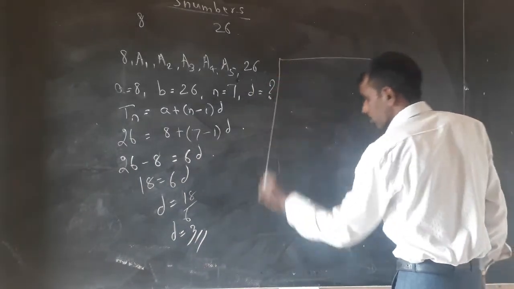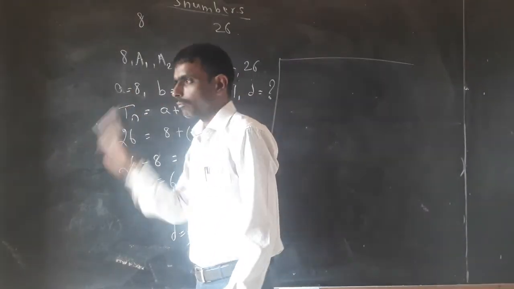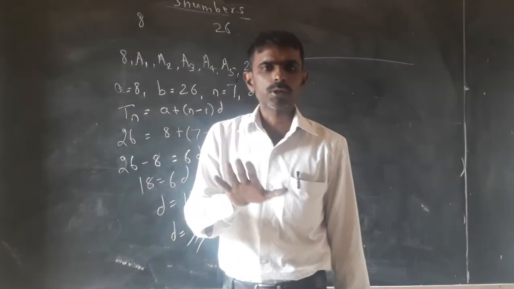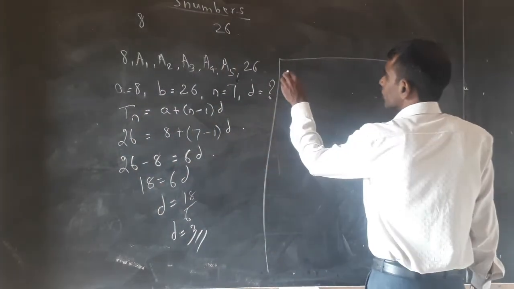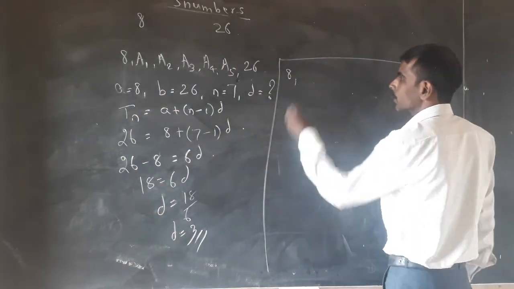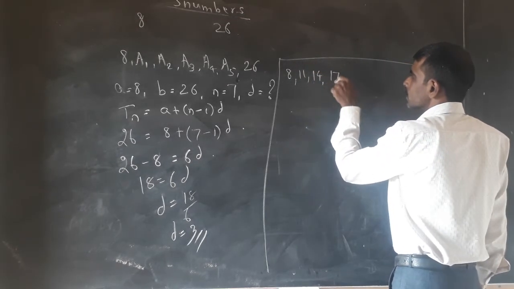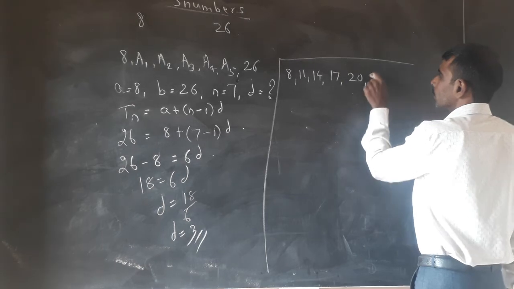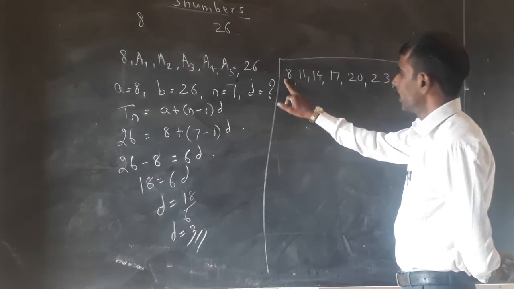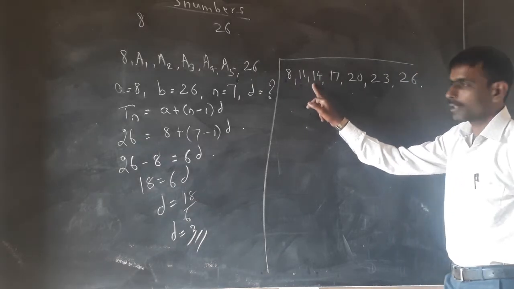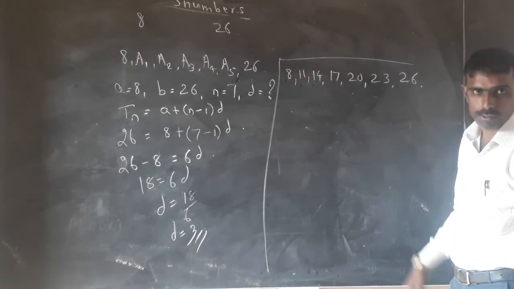So I am going to go on writing the AP now. What will be the AP? 8 plus 3 is 11. 11 plus 3 is 14. 17, 20, 23, 26. So 8, 11, 14, 17, 20, 23, 26.